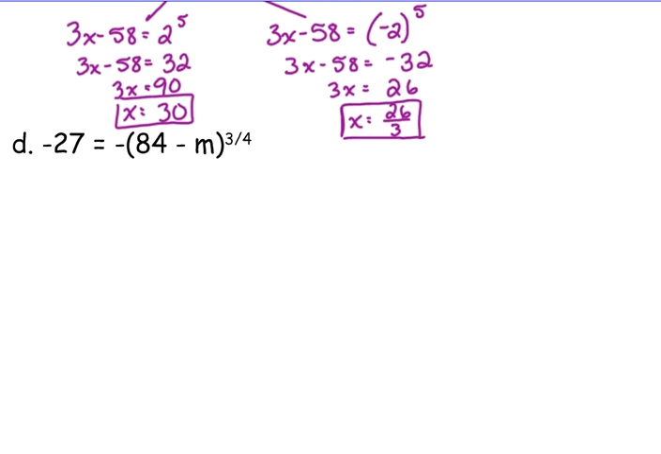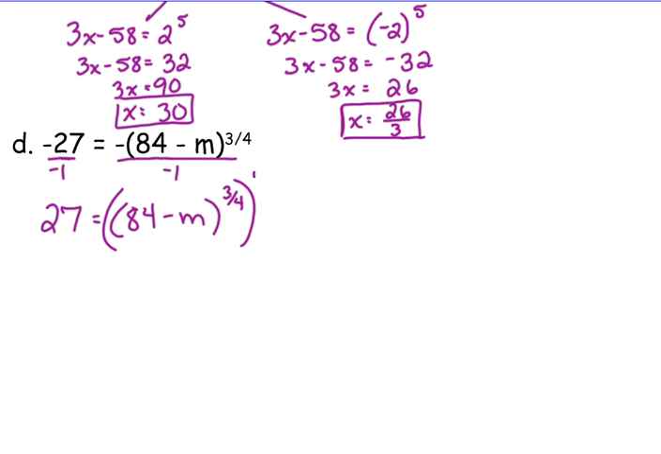Negative 27 is equal to (negative 84 minus m) to the 3/4. Now, that negative right there, we do not distribute it into our parentheses because that's multiplication. Multiplication comes after exponents. It has an exponent, so we can't just distribute that negative. Our only choice is to divide both sides by -1. So that makes it positive 27 is equal to (84 minus m) to the 3/4.